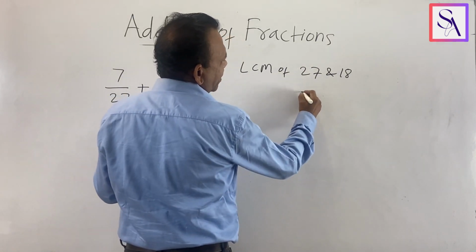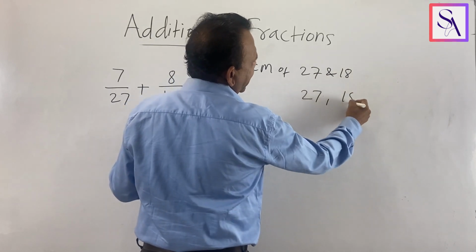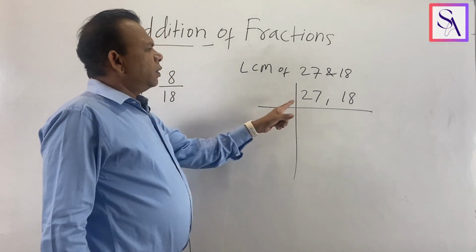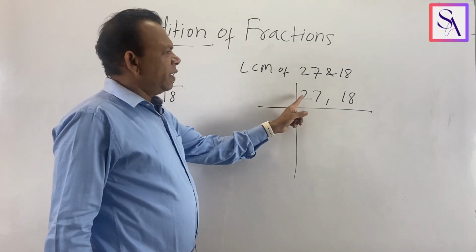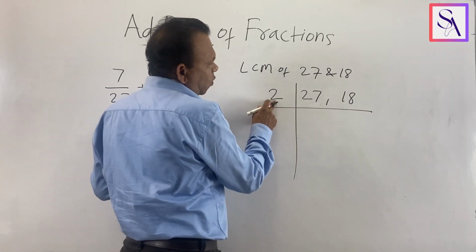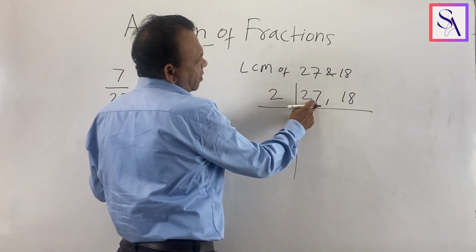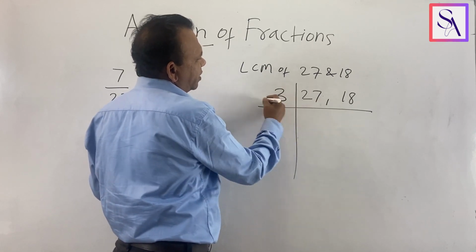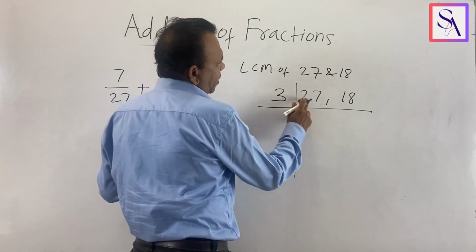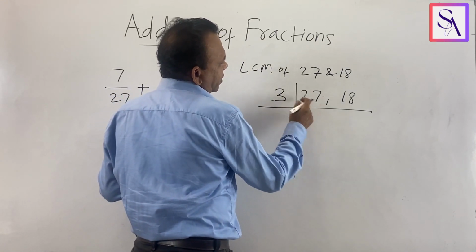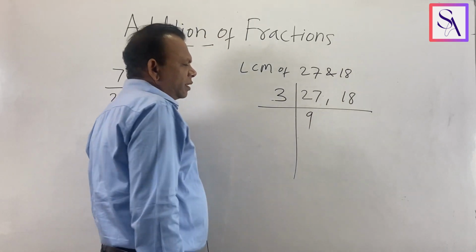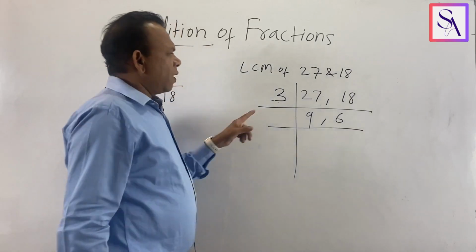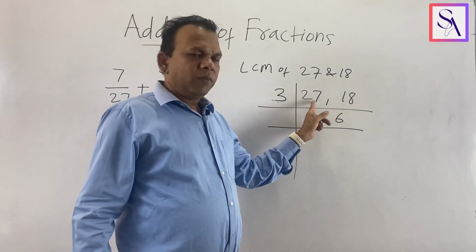So what is the LCM method? 27 comma 18, we are writing like this. Then we have to find a number which will divide these two numbers. If I take 2, then 2 will not divide 27 because 7 is not even. So then what? I will take the next number, 3. I can divide 27 by 3. Yes, 3 9s are 27. Then 3 6s are 18. So I got a number which will divide both the numbers.